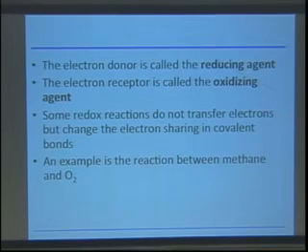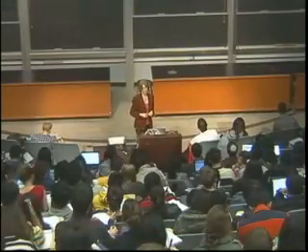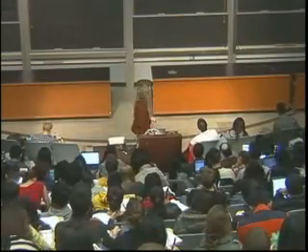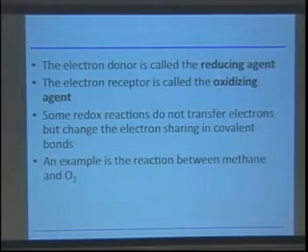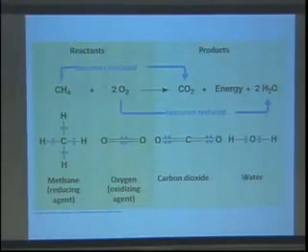So when we have an electron donor, we call that the reducing agent. And conversely, if we have an electron acceptor, we call it the oxidizing agent. Right? And some redox reactions don't transfer electrons, but they change the electron sharing in covalent bonds. Again, this is an example from the book: a reaction between methane and oxygen, in which methane is oxidized to carbon dioxide. And meanwhile, the oxygen, which is the oxidizing agent in this reaction, becomes reduced to water. Okay? And in the process, energy is released.